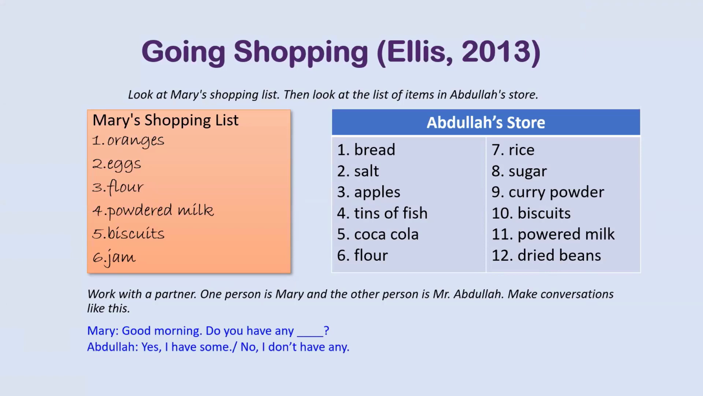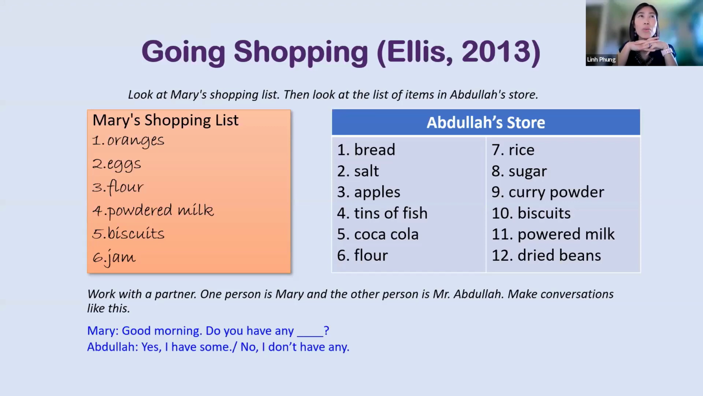Tell me, is this a task or not? Let's just say this is from a book. The students are told to look at Mary's shopping list and then look at the list of items in Abdullah's store. Mary's shopping list has different items here, and Abdullah's store has different items here. Then the students are told to work with a partner. One person is Mary and the other person is Mr. Abdullah. Make conversations like this.